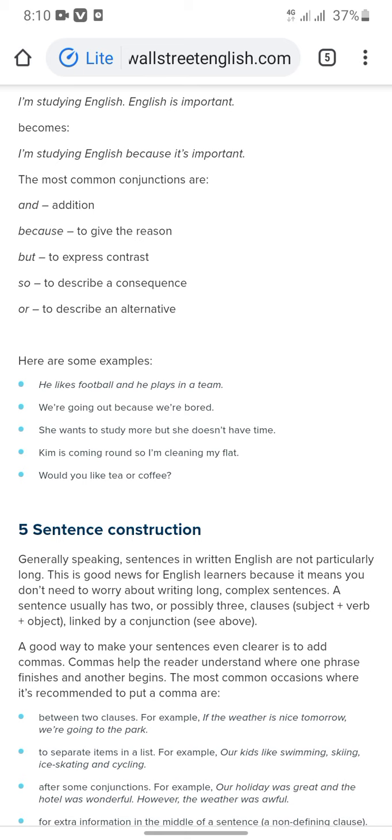She wants to study more but she doesn't have time. This is a contrast, like she wants to study more but she does not have time. We are going out because we are bored. Because is expressing the reason, is giving the reason. He likes football and he plays in a team. So this is addition, like one thing he likes, other thing he plays. So this is a kind of addition of one thing with the other, one idea with the other.